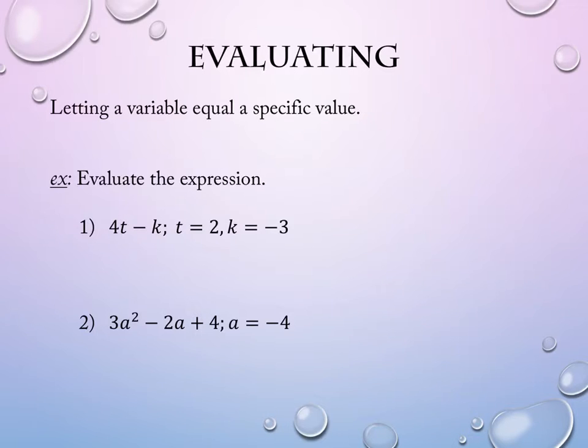So the first thing we're going to look at is evaluating. Evaluating actually just means letting our variable equal a specific value. So if we have an expression like this one, 4t minus k, and they tell us t is 2 and k is negative 3, evaluating just means that we are going to substitute those values into our expression. So we have a 4, and then our t is 2, minus, and then our k is negative 3.